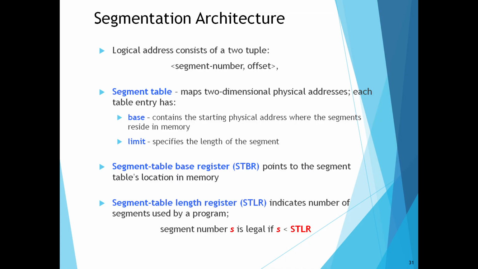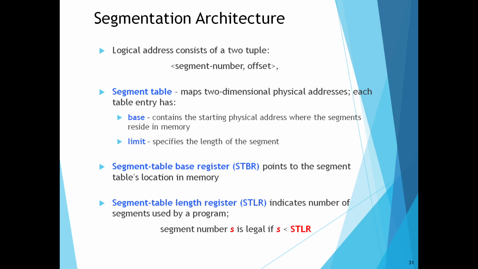And what is meant by segmentation? The CPU generated address, called the logical address, is divided into 2 parts. The first is a segment number, and the second is an offset. These are the 2 tuples of a logical address. By referring to the segment table, it maps into a 2-dimensional physical address.